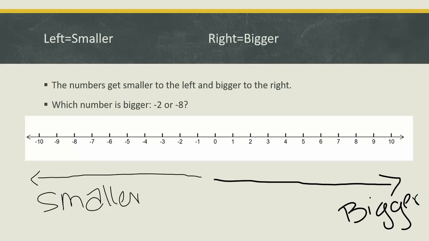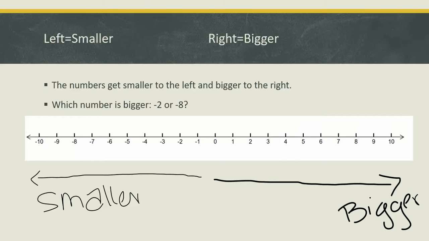Hopefully this makes sense if you think about it with the positive numbers. So if I compare 6 and 4, 6 to 4 moves left. That means that 4 is smaller than 6.